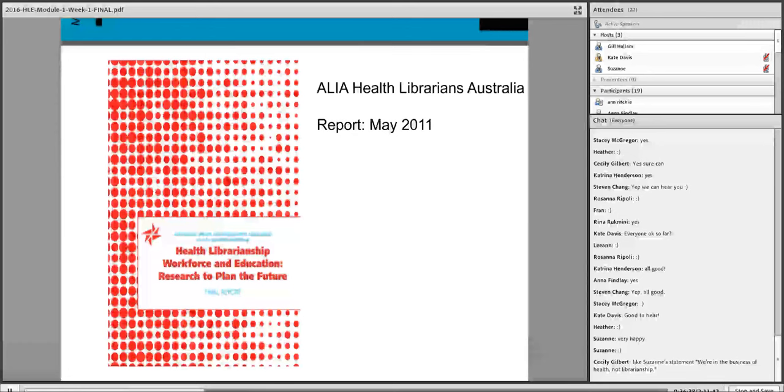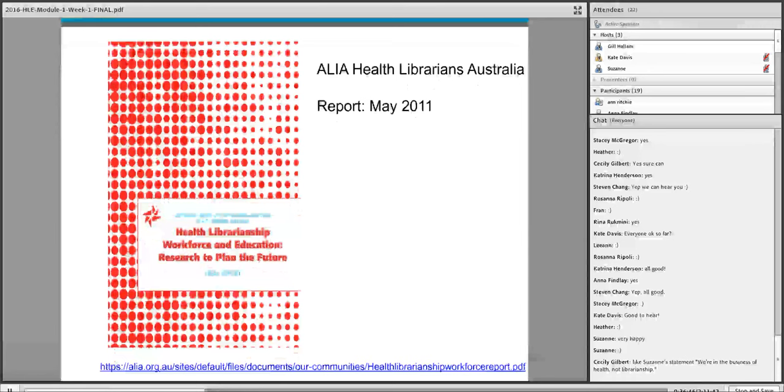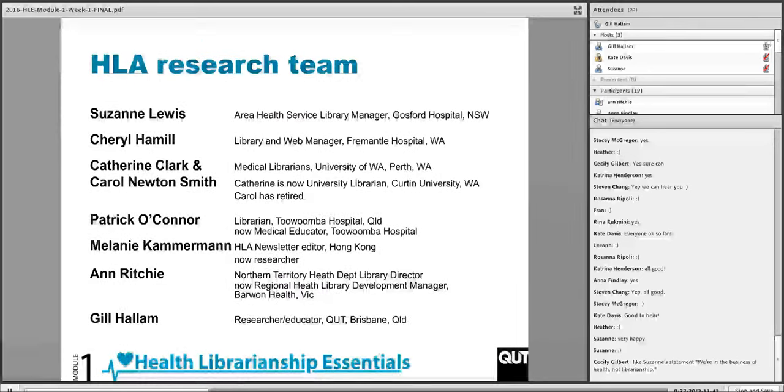So in terms of the report that came out in 2011, Health Librarianship, Workforce and Education, Research to Plan the Future, I'll explain a little bit about that as we go. The research team, you'll recognise some names here already: Suzanne, who you just heard speak, Cheryl, who's going to lead you through the activities in Module 2, and some colleagues in Perth. Carol's now retired, and Catherine is now a university librarian at Curtin University. Patrick O'Connor will be joining us in a later session as well. And Melanie, and Anne Ritchie. Anne is with us this evening as well, and she's going to be one of our guest speakers next week. And of course, myself here.